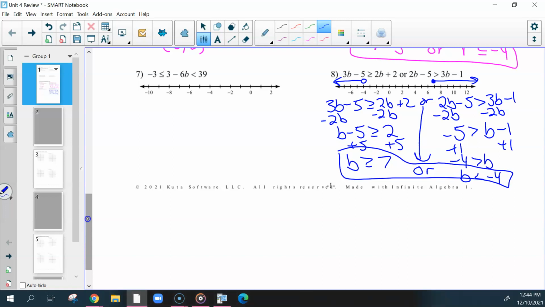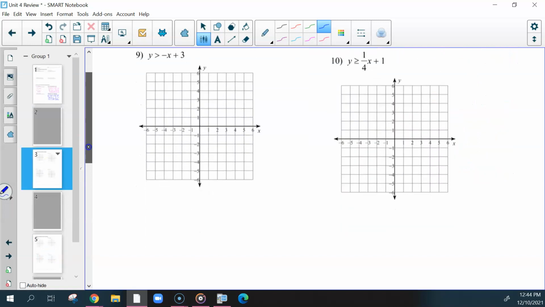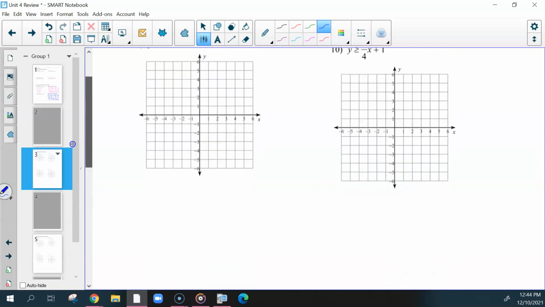Any questions on the first section, just solving? Or the third section, the graphing? Do you want just the graphing or one of the systems? You've got to choose one.